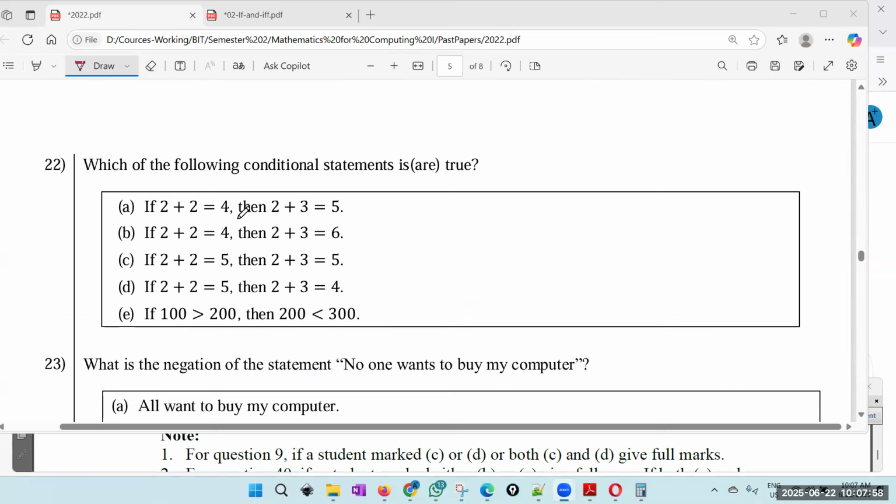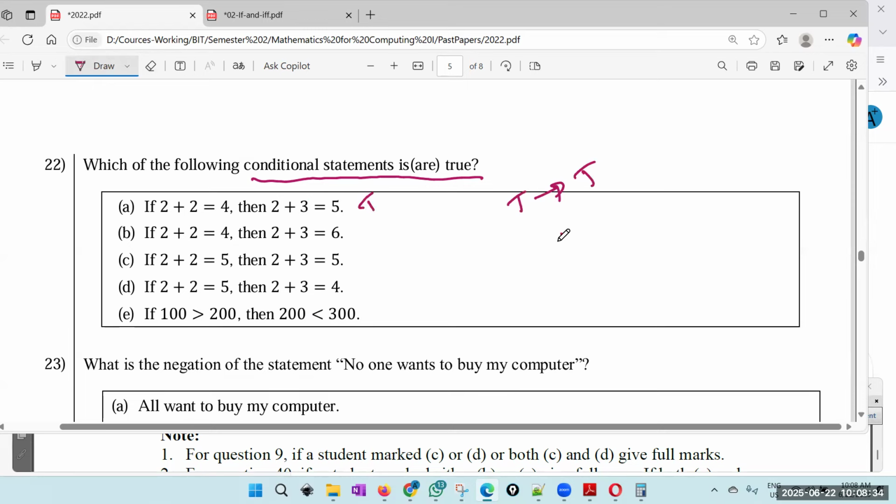If 2 plus 2 is 4, then 2 plus 3 is 5. Conditional statement is true, right? So remember, 2 plus 2 is 4 is true, right? So if it says if x, then y, but this is true. It's something like true implies, right? True implies 2 plus 3 is 5 is true, right? True implies true is true for me.